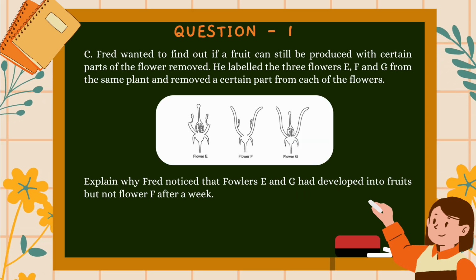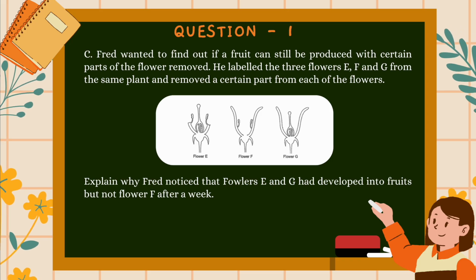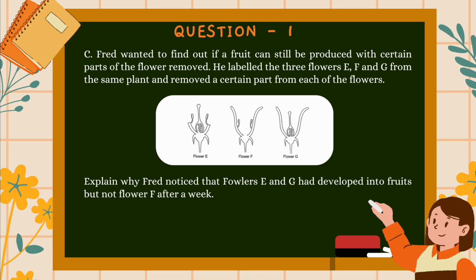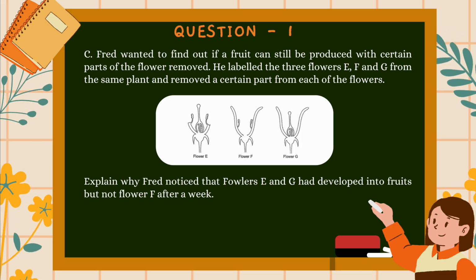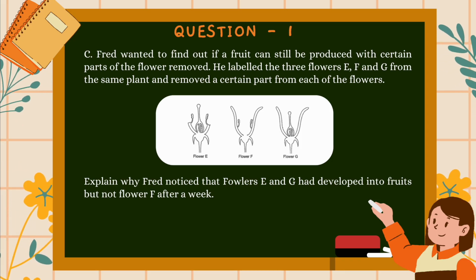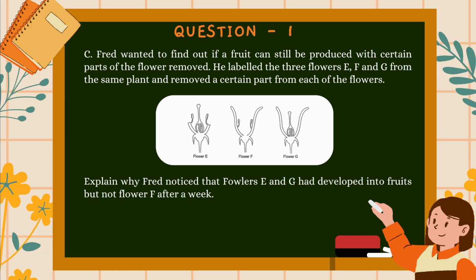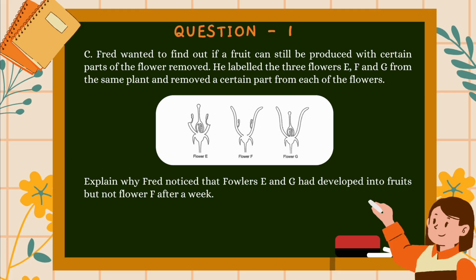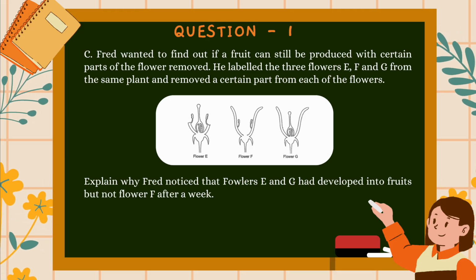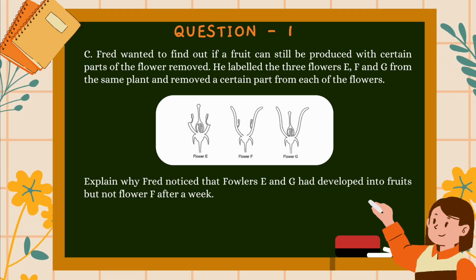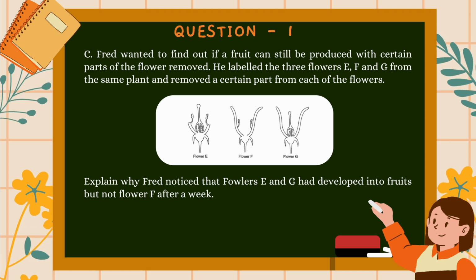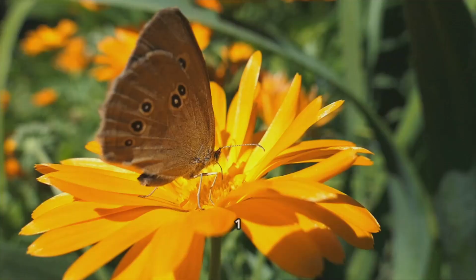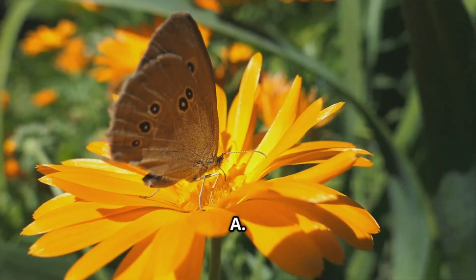C. Fred wanted to find out if a fruit can still be produced with certain parts of the flower removed. He labeled the three flowers E, F and G from the same plant and removed a certain part from each of the flowers. Explain why Fred noticed that flowers E and G had developed into fruits but not flower F after a week. Now let's move on to answering the questions.